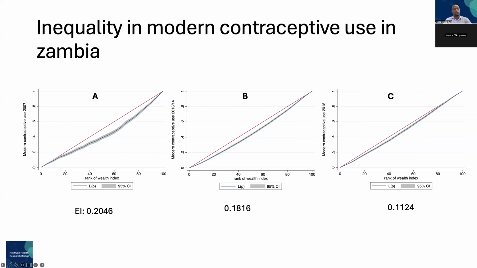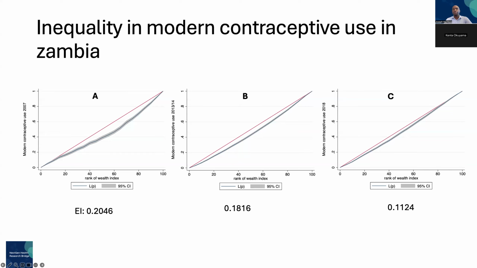And this helped us to rank the population, this particular sample of ours that we included in the study, from the poorest to the richest. And what we got is that when you look at modern contraceptive use, it was pro-rich, because the concentration curve is below the equality line.